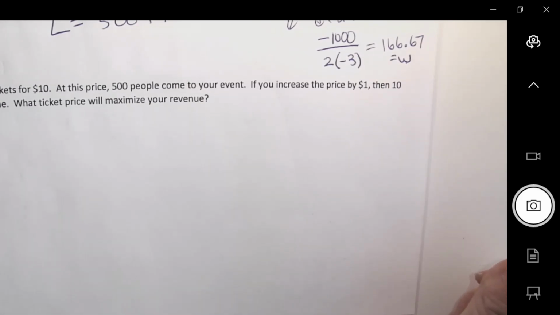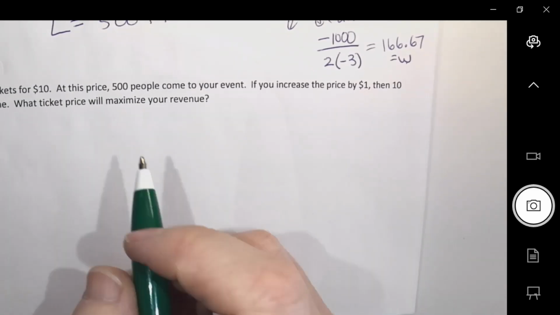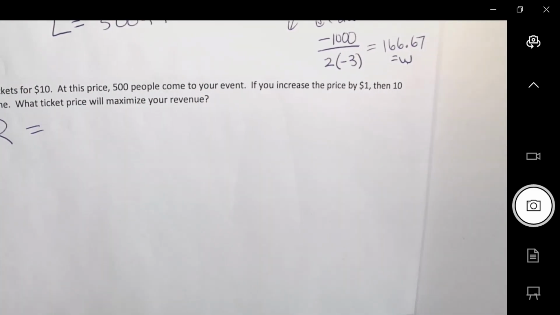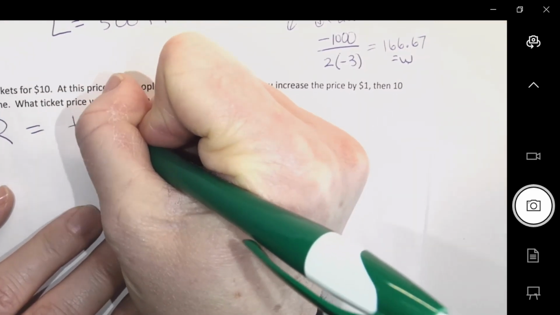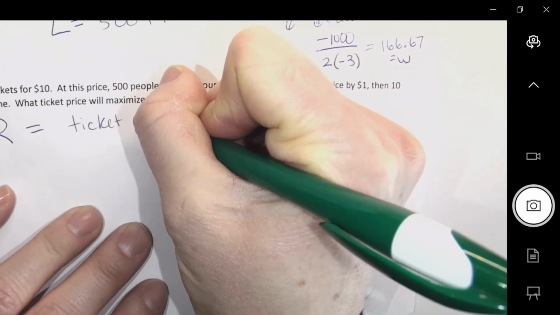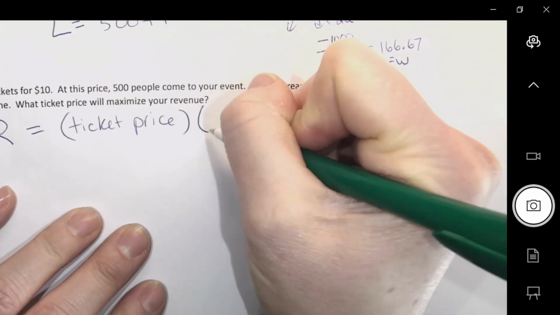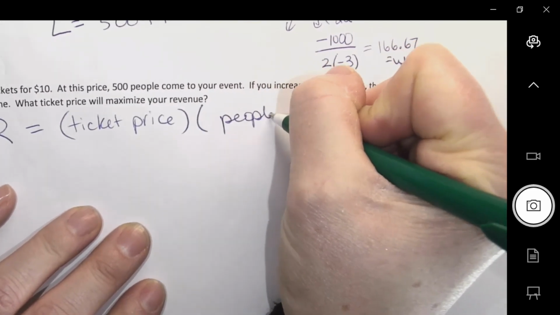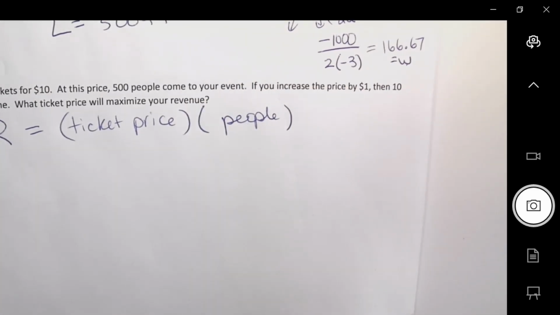Okay, the other word problem we're going to do is the revenue. So you're selling concert tickets and you're trying to make revenue. So let's write an equation. The revenue you make would be your ticket price times the people that come. Does that make sense to you? However much your ticket is times the amount of tickets you sell, your people, is your money.